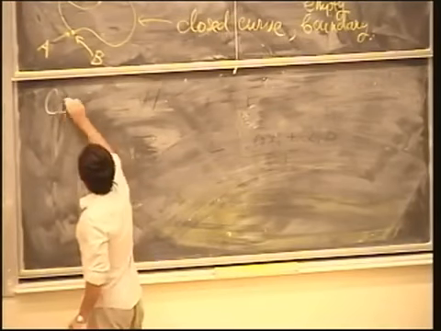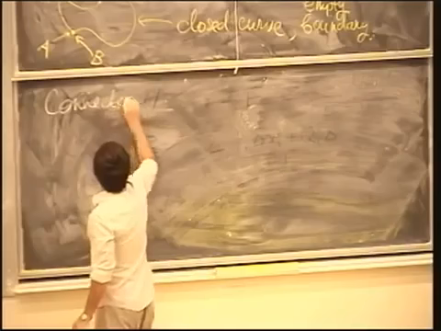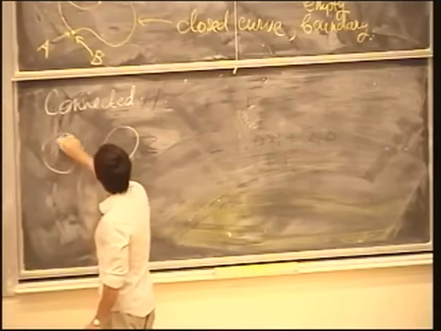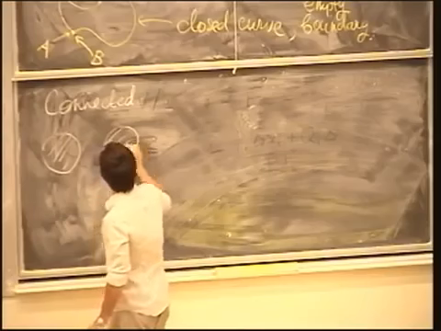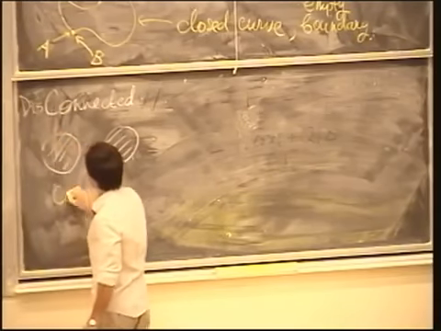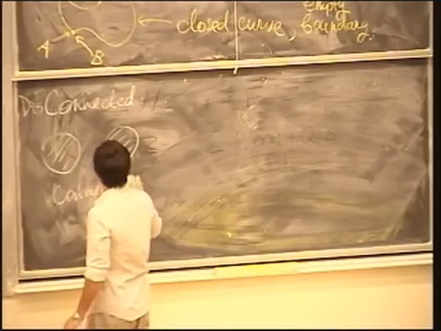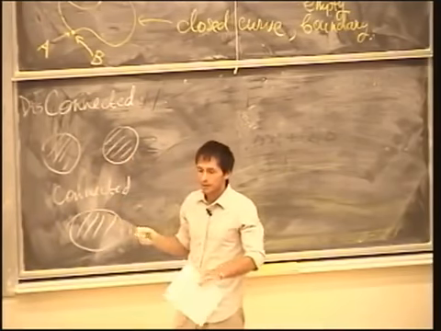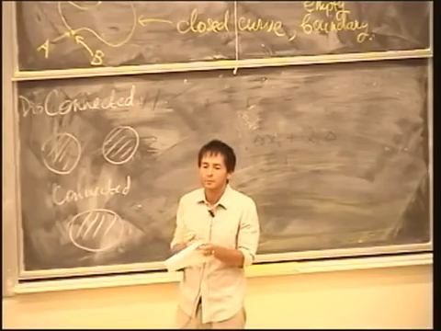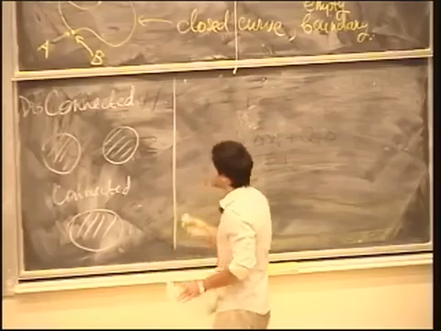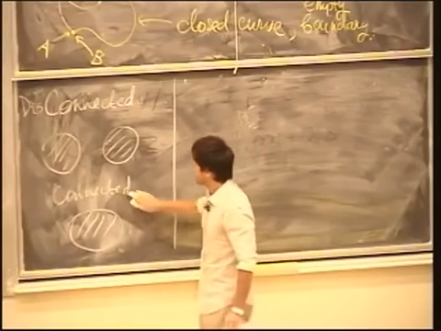So you see the connected is easy. Connected means that this is disconnected, right? This is disconnected. This is connected. So this we know. That's easy, right? Connected means it's only one piece. There's only one piece. You cannot separate the object. But simply connected is a slightly more sophisticated property.